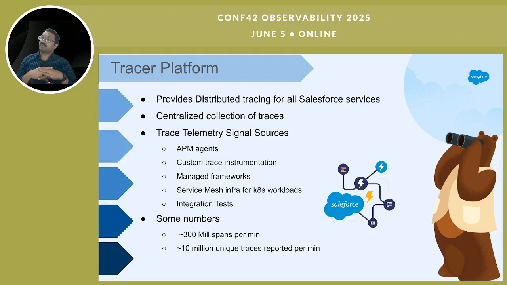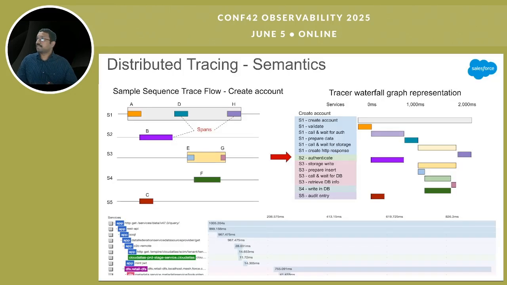So we have the ability to collect spans from different APM agents, from managed frameworks, and from infrastructure layers such as service mesh, which is especially true for our Kubernetes workloads. And we have tracing enabled on our integration tests. A little bit on the scale: on a per minute basis, we handle around 300 million spans, and we have around 10 million unique traces that get reported every minute.